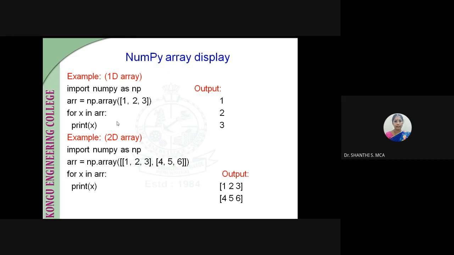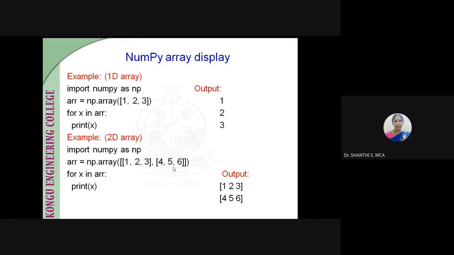Another one, how to display the array elements. Suppose you want to display the array elements one by one, we can make use of the print and for statement. So here you created an array with 3 elements. Then we are using for X in array. Already we have seen the syntax of the for statement. Here you can have a sequence. So for X in array has 3 elements, so it will display element by element. So it will display 1, 2, 3. This is for a one-dimensional array.